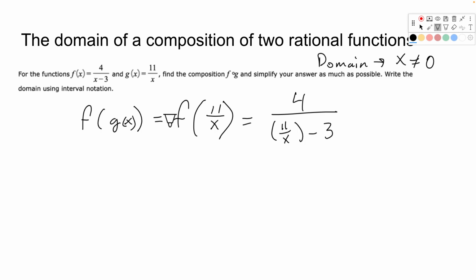Okay. Now, what would cause us a problem? Well, we can kind of see we would get division by 0 if 11 over x were equal to 3, right? Because 3 minus 3, that's going to be a problem. But in these questions, they will probably ask us to actually do the composition, and then they ask us about the domain later. So let's go ahead and simplify this.